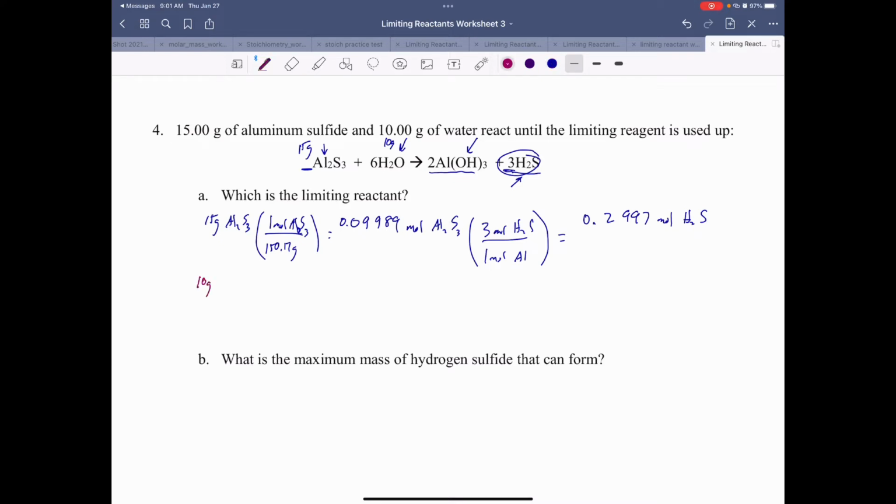Okay, now let's just do the same thing with water. So 10 grams of water is how many moles? Well, water is easy because it's 18.02 grams for 1 mole of water, right? Because O is 16 and each H is 1.01, so that's 18.02. So 10 divided by 18.02, and I get 0.555 moles of H2O.